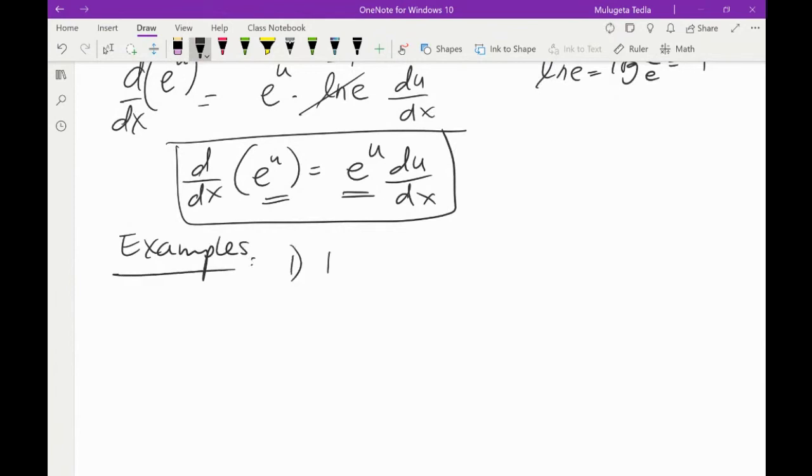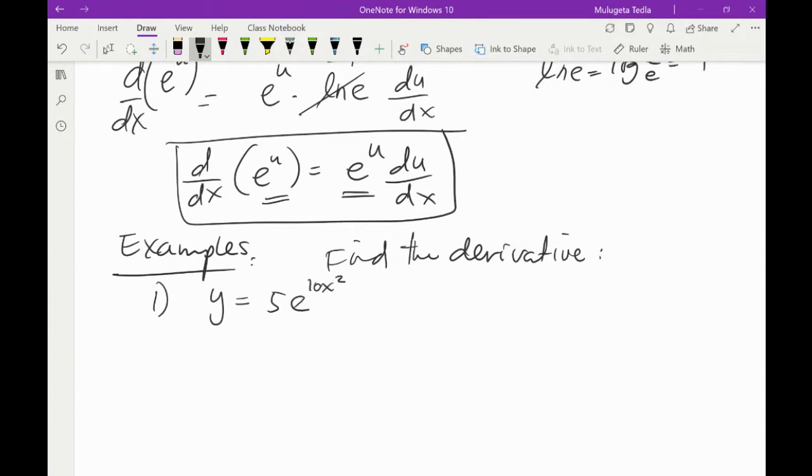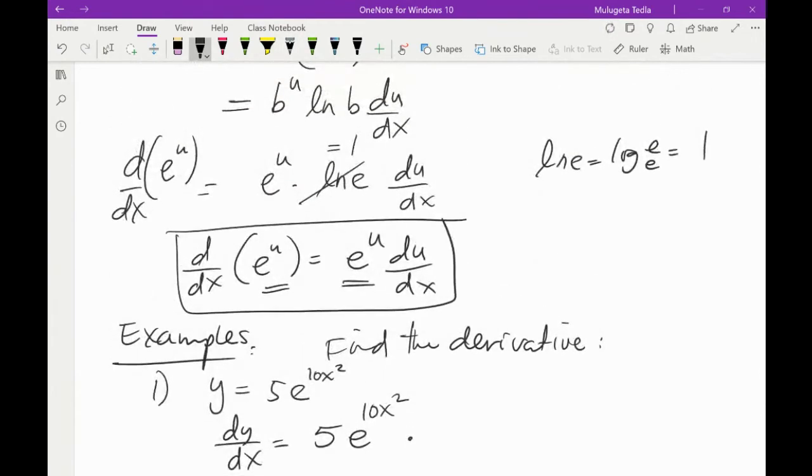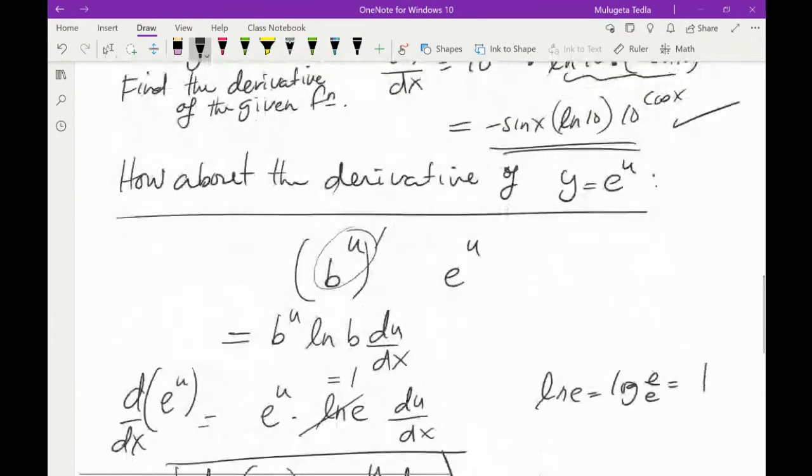So find the derivative of y equal to, say, 5 e to the 10x squared. So it's e, so it would be easy. So dy by dx would be simply 5, repeat itself. That's the rule. Times ln of e, it's gone, because in the derivative of e to the u, there is no ln factor. There is none.